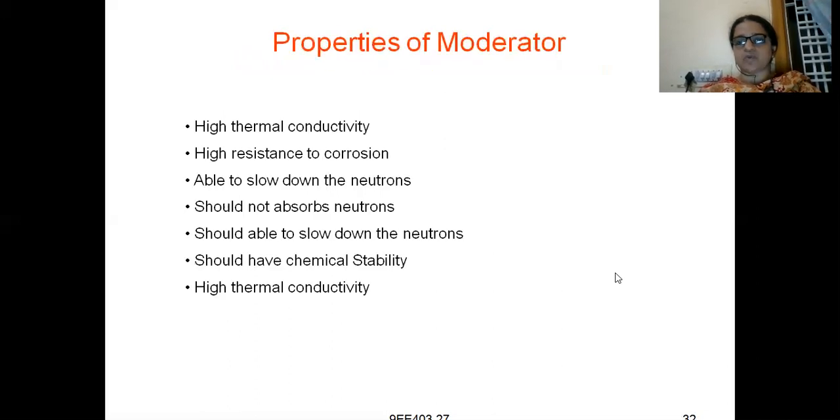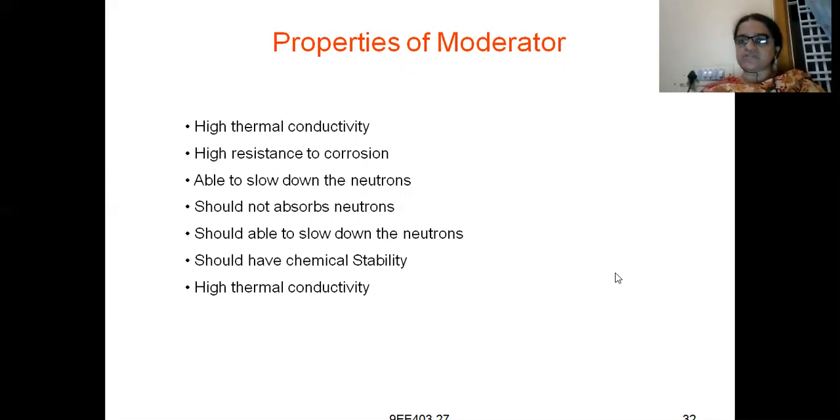What are the properties of a moderator, meaning how a moderator should be designed? Let us observe. A moderator should have high thermal conductivity, meaning even though the temperature is high, heat should be able to move fast. It should also have high resistance to corrosion. We learned this for our nuclear fuel also: the fuel should not get corroded easily, and the moderator also should not get corroded easily.